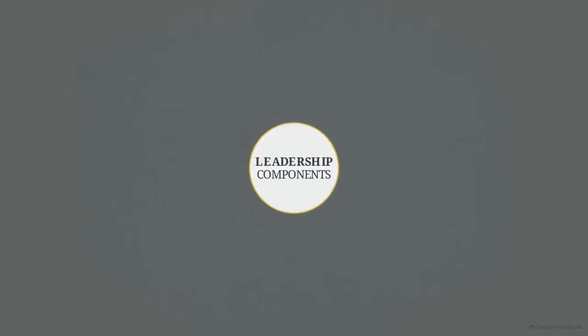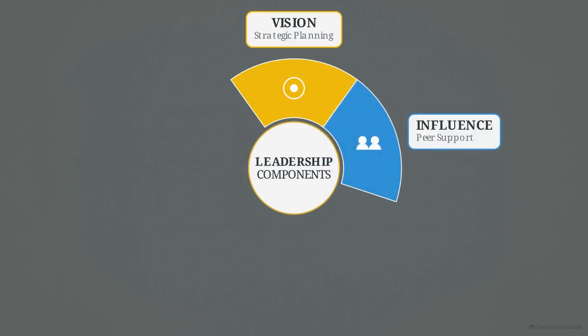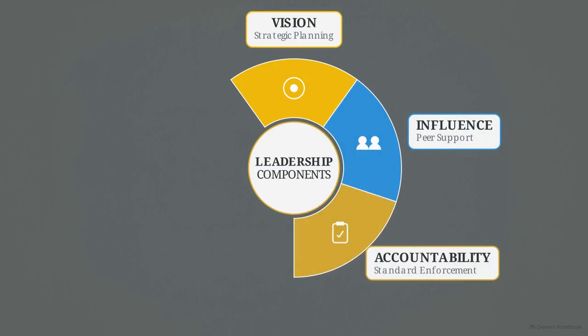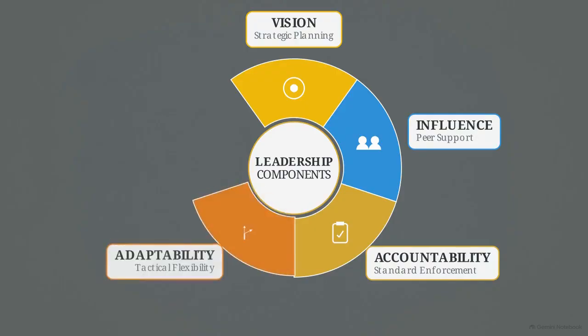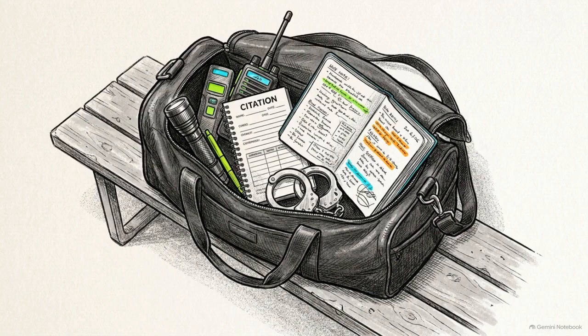Five leadership components. First, vision: a commander outlining a crime reduction strategy. Second, influence: convincing a colleague to seek help. Third, accountability: a supervisor immediately correcting a minor violation. Fourth, adaptability: altering a perimeter mid-pursuit. Finally, development: teaching a rookie emotional regulation. These five components are a universal toolkit. Any professional can apply them to improve their unit, regardless of their position in the chain of command.